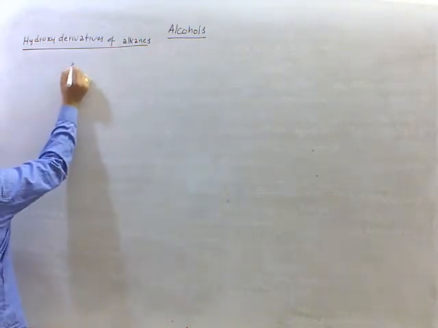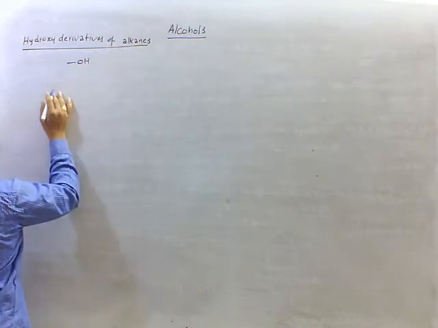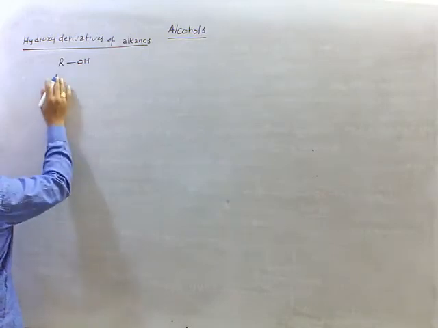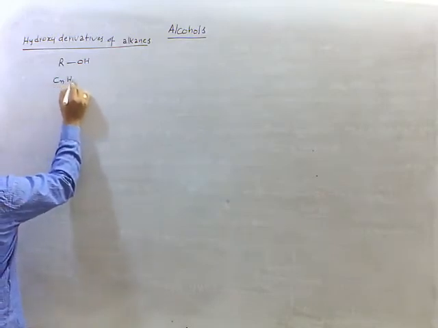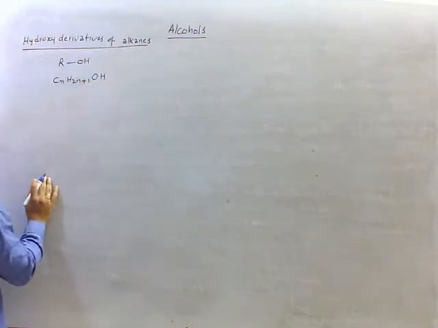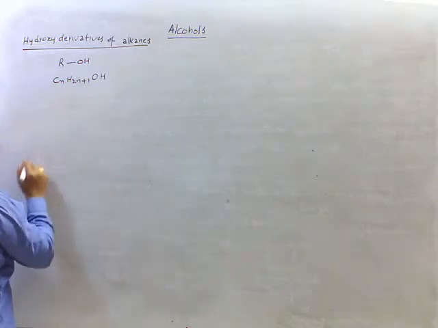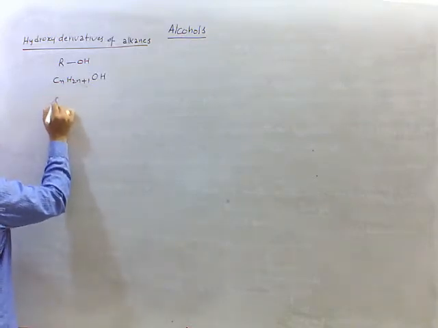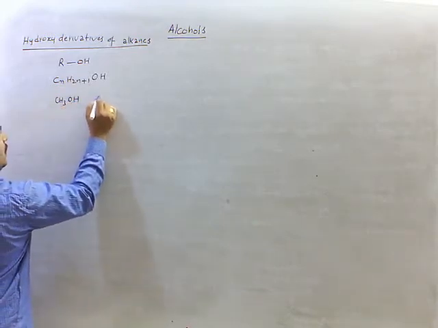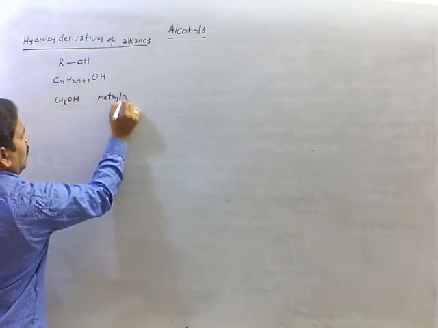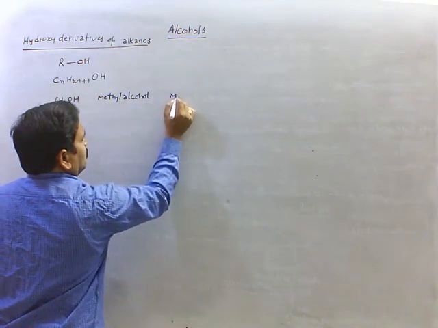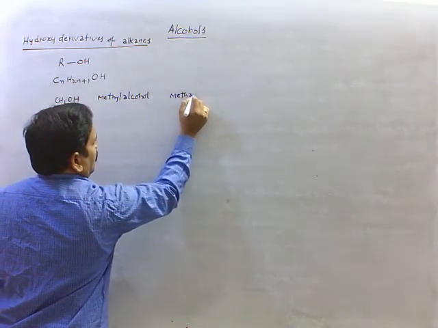These have the functional group OH, that is ROH. The general formula for alcohols is CnH2n+1OH. Here, for the first member, I am taking n value 1, we get CH3OH. This we call methyl alcohol. IUPAC name is methanol.